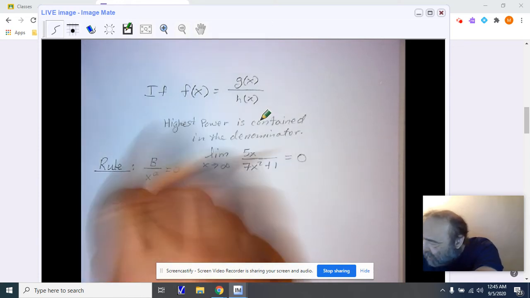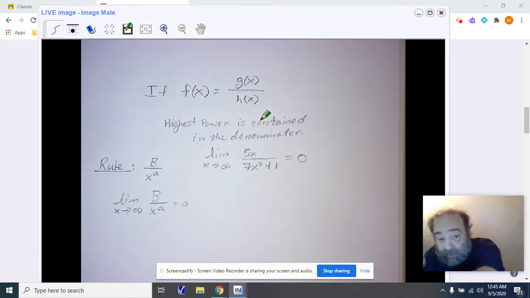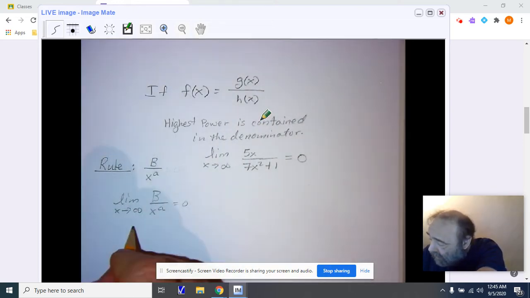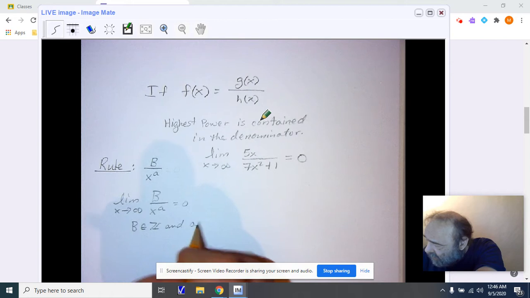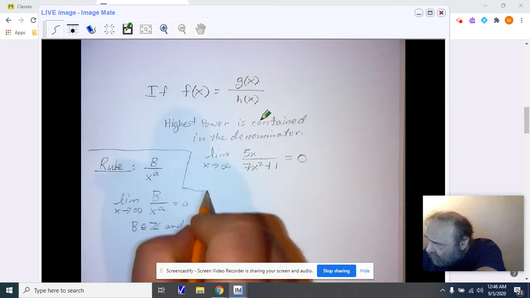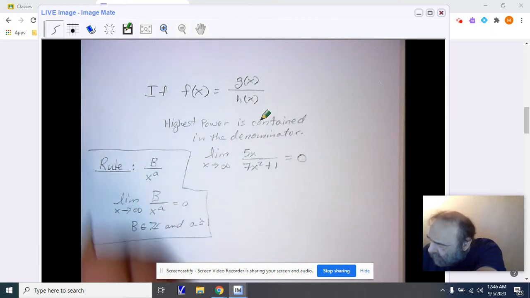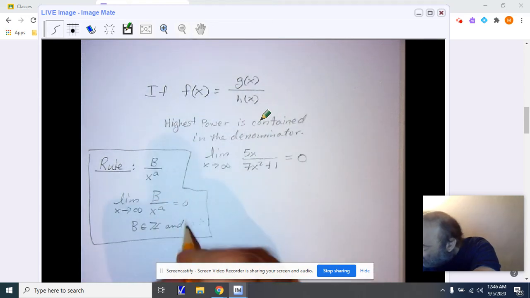Notice, this is what we're talking about. We're given this wonderful function, b over x to the some power, and if b is an element of the integer set, and a is some value greater than or equal to 1, then we know that this rule is true. Now this is important to us. Oops, I kind of cut that off. Let me rewrite that again real quickly.